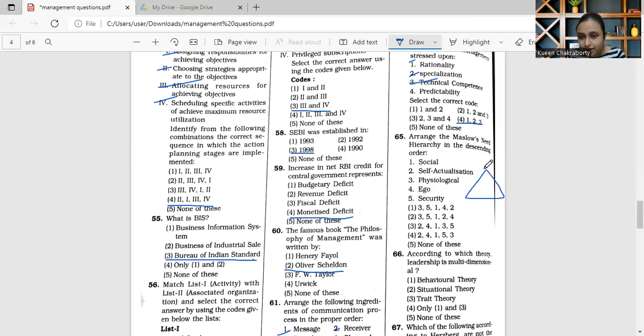This is a pyramid-like structure which is based on Maslow's theory. And the correct answer to this is option 2. First we have self-actualization, then ego, then social, then security, and last we have psychological, according to the descending order. So 2, 4, 1, 5, and 3. I think this will be the one. 2, 4, 1, 5, right? This is the pyramid, and we have various structures here.